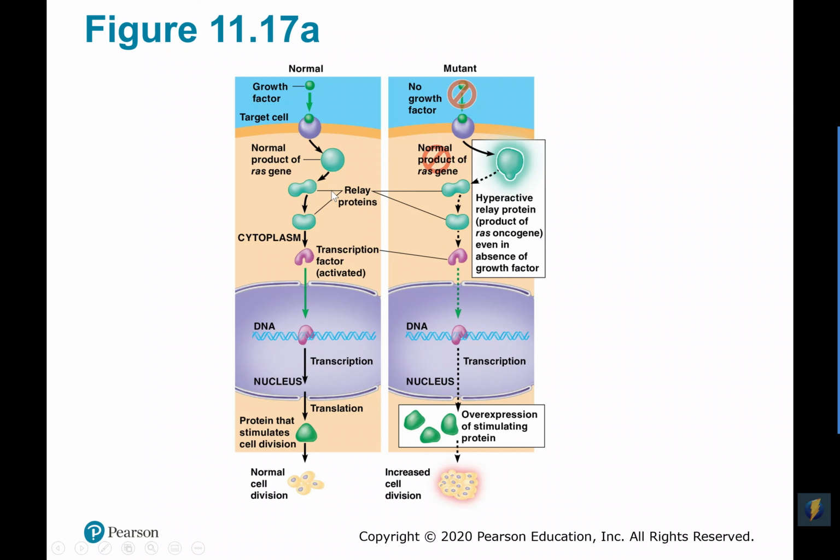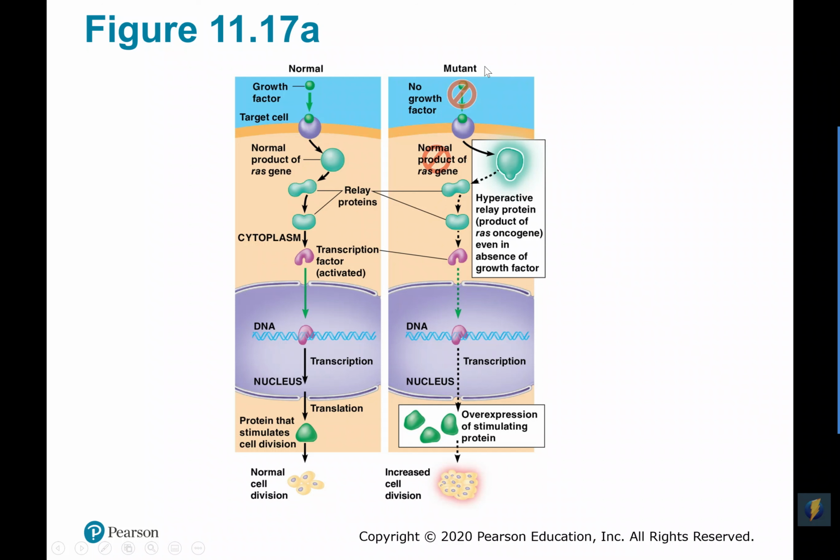Here on the left, it's normal, right? So here's our little growth factor. That's our signal molecule. It binds onto the target cell, and we activate a gene, right? We get a normal product. We get this relay occurring. We get some transcription factor being activated, and we get a transcript that is then translated into one of our proteins that stimulate cell division. Since it all happened quite normally, we have nice normal cell division.